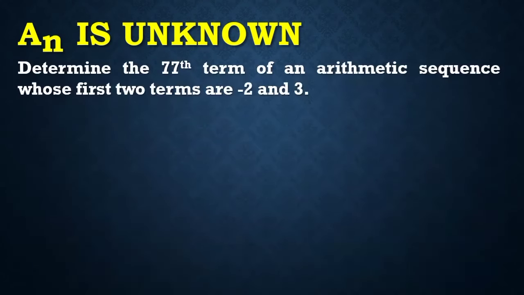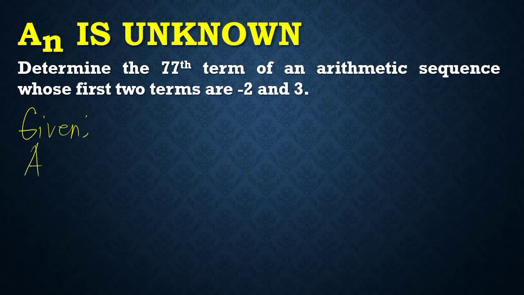Next problem. Determine the 77th term of an arithmetic sequence whose first two terms are negative 2 and 3. As you can see in the given problem, the common difference is not indicated. But the first two terms are given, so from those we can get the common difference. Again, given A sub 1 is negative 2, and N is 77. D, so how do we get D?